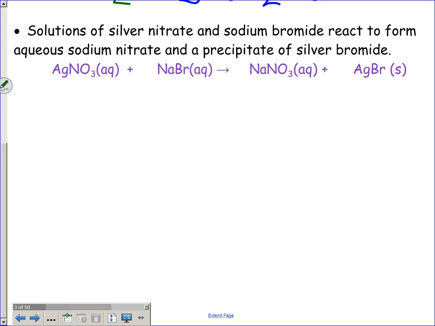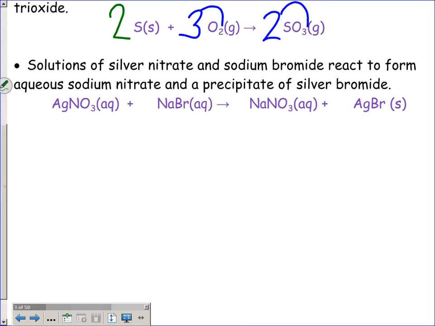All right, so we have silver nitrate and sodium bromide yielding sodium nitrate and silver bromide. So you guys tell me, what element are you going to start with? Let's just go in order, right? So Chloe, how many silvers do I have? 1. 1 on this side and on that side? 1. Okay, Lindsay, let's do individual elements. So what element do you want to do next?